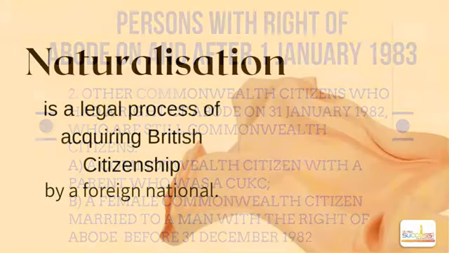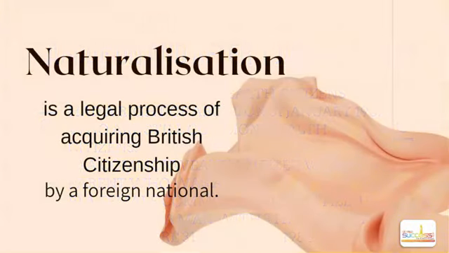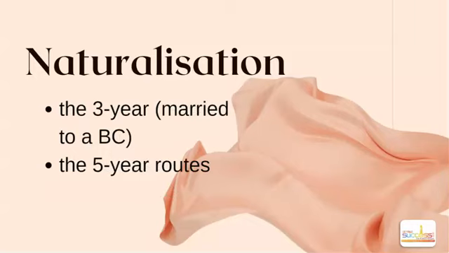Our next step will be to define the naturalization process. What is naturalization? Naturalization is a legal process of acquiring British citizenship by a foreign national, and I've dedicated a number of videos to these particular routes. There are two, the 3-year route and the 5-year route. The 3-year route is when a person is married to a British citizen and they would like to naturalize on this basis, and the 5-year route is for everyone else, for all other categories.